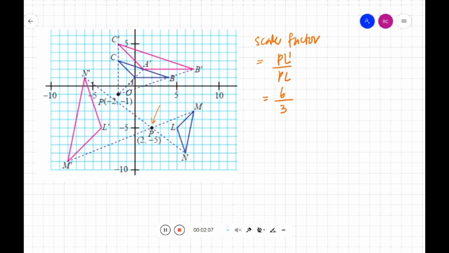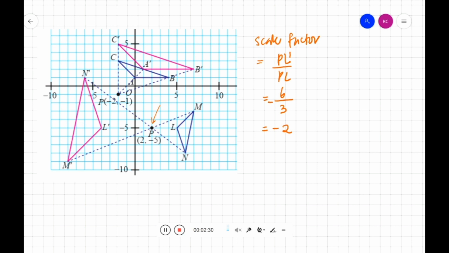So it is 6 over 3. The answer is equal to 2. But then don't forget one thing. If this is the object and the image is on the opposite side, it doesn't align to the right or to the left, right? So it is the opposite side, meaning that you have to add a negative sign for this.